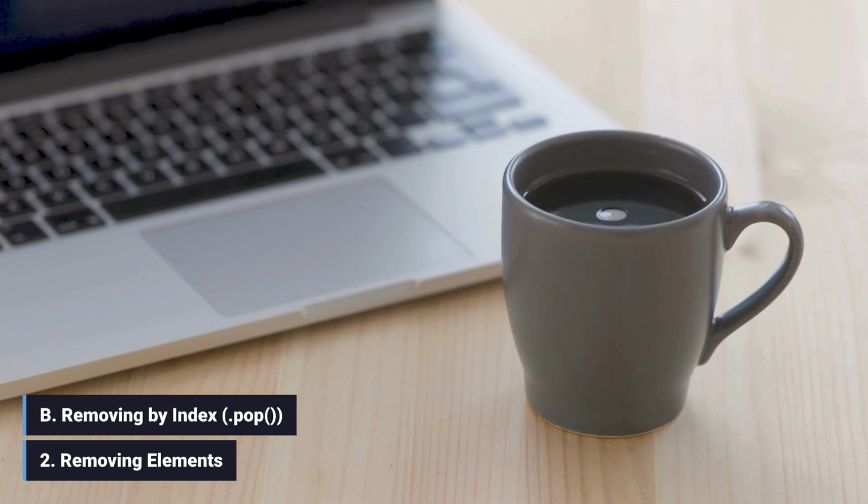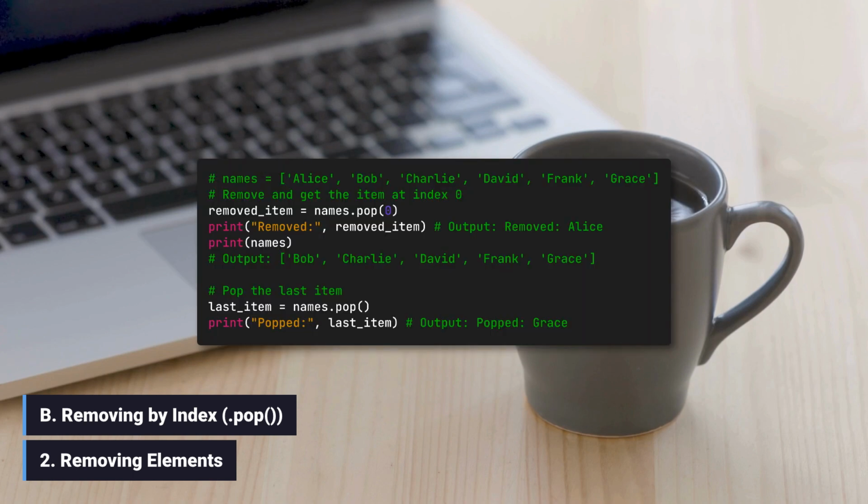B. Removing by index, pop. The pop method removes the element at a specified index and returns that element. If no index is specified, it removes and returns the last item. The pop method is useful when you need to use the removed item later, such as when implementing a stack data structure.